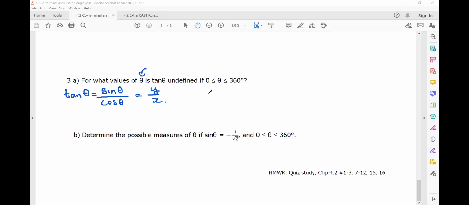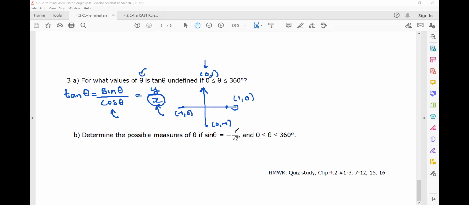Would cosine have to equal zero? Absolutely. So when does cosine equal zero? Or rather, when is this denominator going to equal zero? So remember here, let's pretend I'm using a unit circle. That's a 1, 0. That's a 0, 1. And that is a negative 1, 0. And that's a 0, negative 1. If you think about it like that, at what points do we have the x value equal to 0?